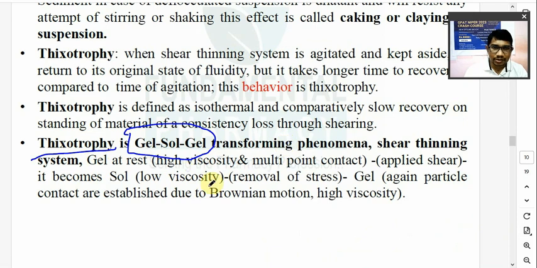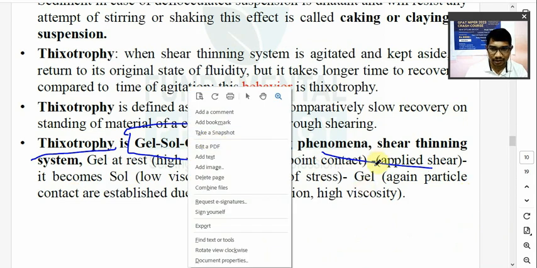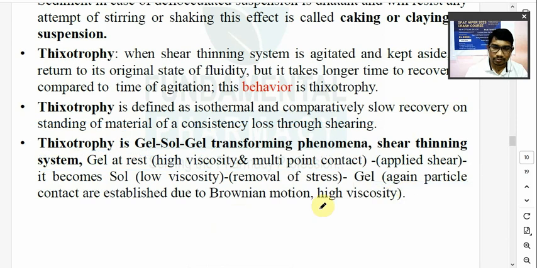Thixotropy is a gel, sol, gel transforming phenomenon. Shear thinning system. Okay. तो क्या होता है? जेल, it is at rest; at the rest it is a gel. शेयर थिनिंग सिस्टम जो होता है, मान लीजिए at rest gel is at rest. Okay, high viscosity and multi-point contact is there in case of gel. When you apply a shear, मतलब when you apply force, so it will become a sol.